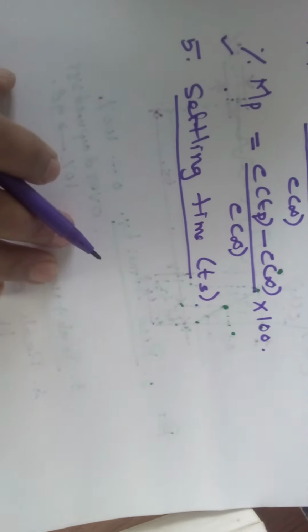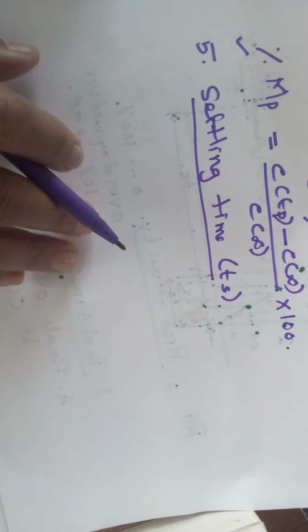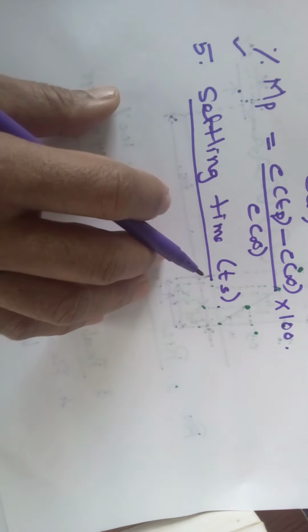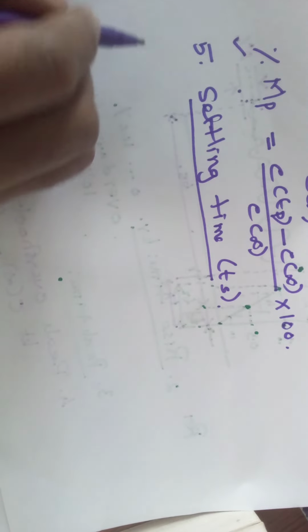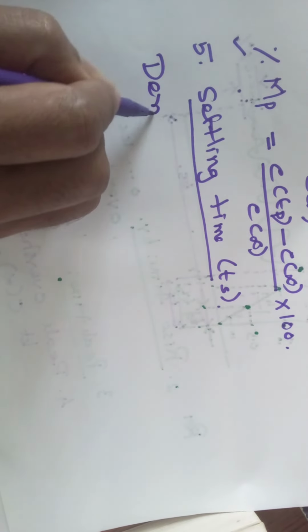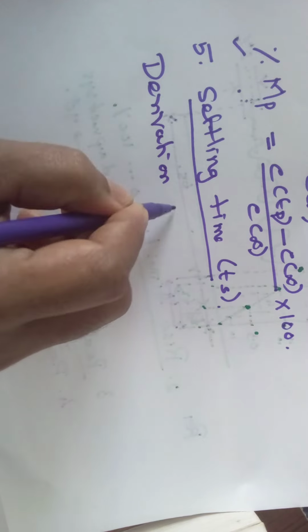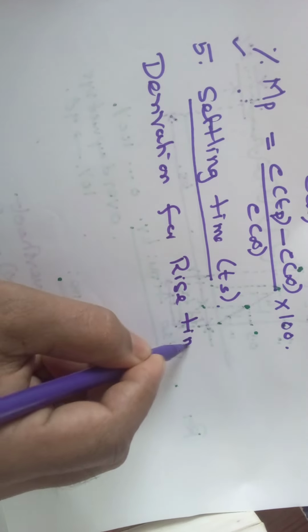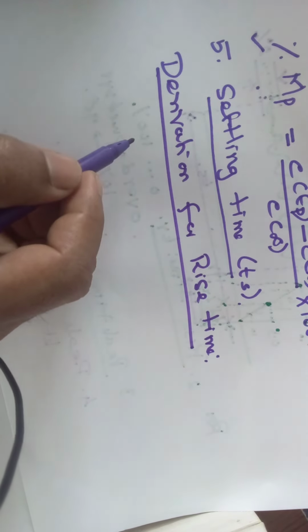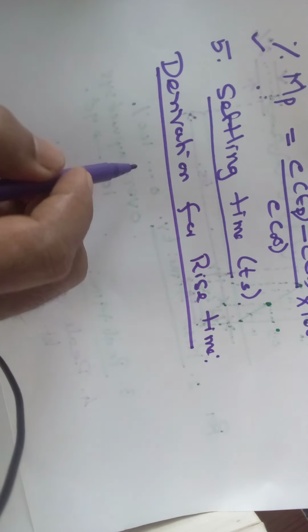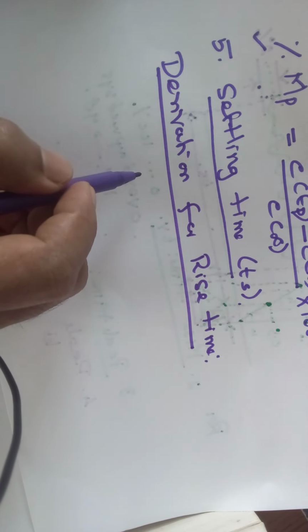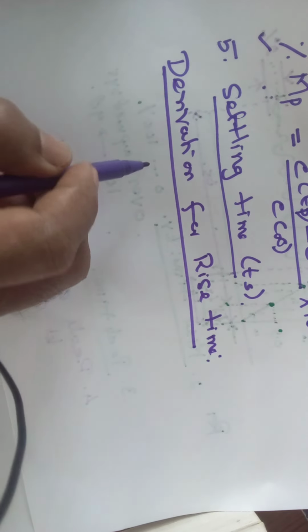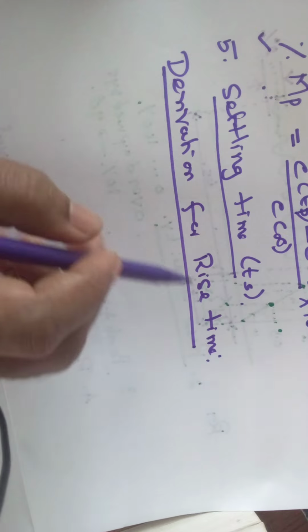Next, you have small derivations to calculate these time domain specifications. First, let us see these derivations. The derivation for the first one is the rise time. So what is rise time? You already know the definition of rise time. It is the time taken for the response to rise from 0 to 100% for the very first time.